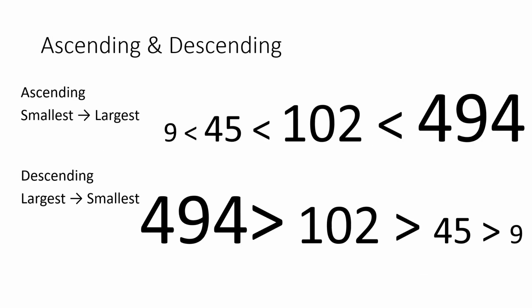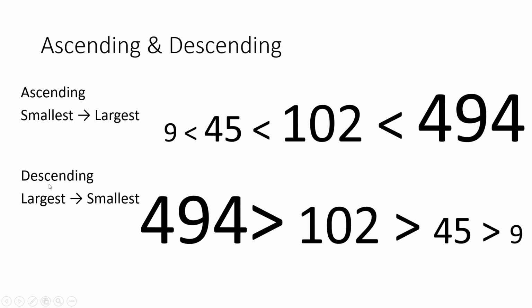Now the next topic is ascending and descending order. We have to write numbers in ascending order and descending order. How do we do that? We first have to compare which is the bigger number and which is the smaller number. Then we arrange them in ascending order, which means we place the smallest number first, then the larger number, then the larger one, and finally the largest number. So while writing numbers in ascending order, we move from the smallest number to the largest number, right?